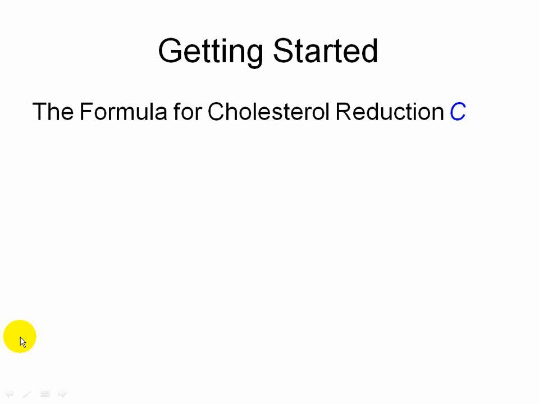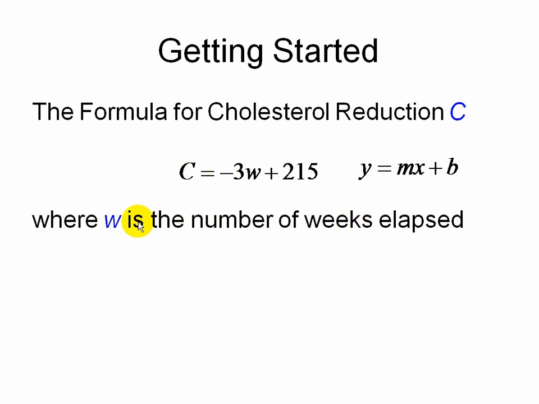So let's get started. Here we have an application associated with the formula for cholesterol reduction C. It's given by the following equation where C is equal to minus 3w plus 215. Here we have y equals mx plus b, and we see that this equation for C is also in the y-intercept form. We also note that w is the number of weeks that has elapsed.